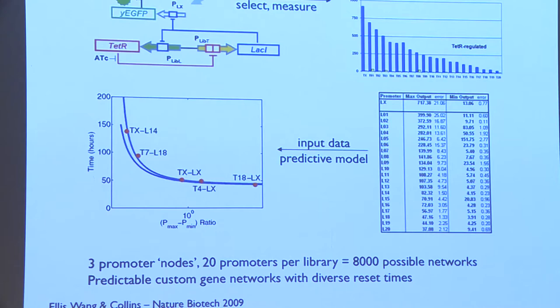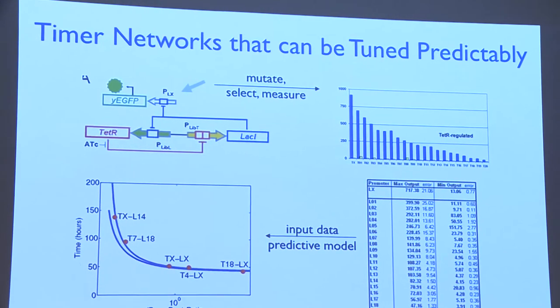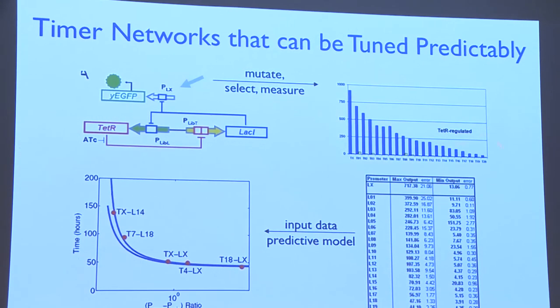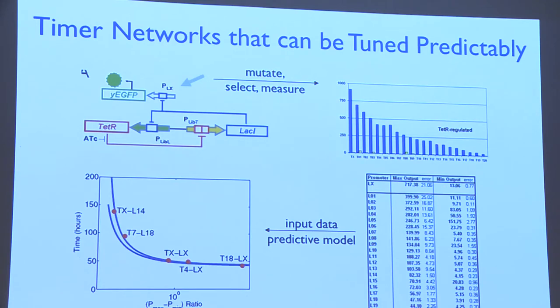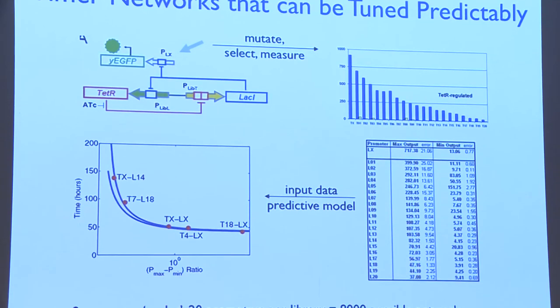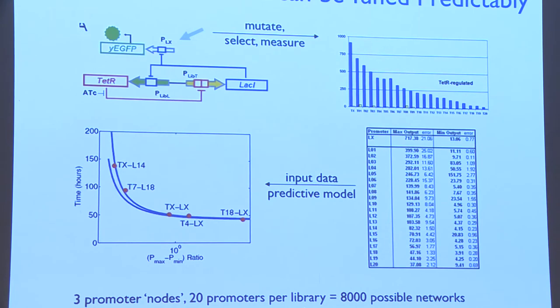So the way we do that is quite straightforward. We build our network, we do mutation within specific regions of the promoters to get our promoter library. We characterize the promoter library for both their output, how much they produce when unregulated, and their input, which is how repressed they are when TET-RR-LAC-I is overexpressed. And this data can then be fed into a predictive model, and this was done by Zhao Wang in Jim Collins' group. And we can then look to see when we have different combinations from these part libraries, how long the reset time of these genetic timers would be.